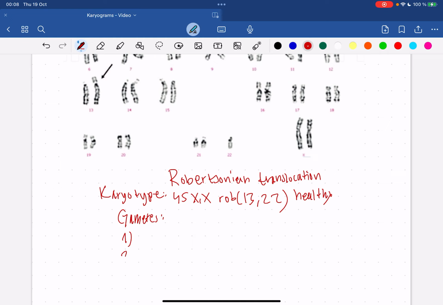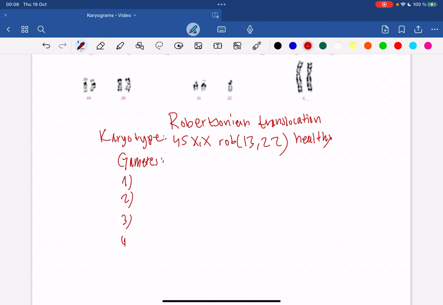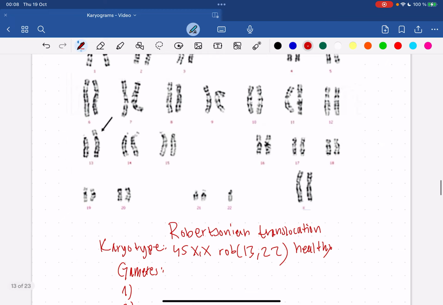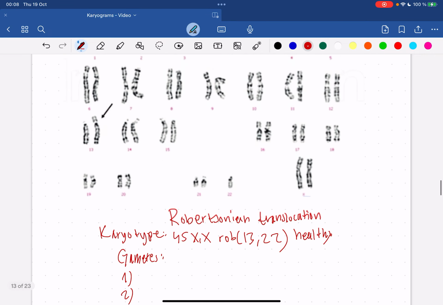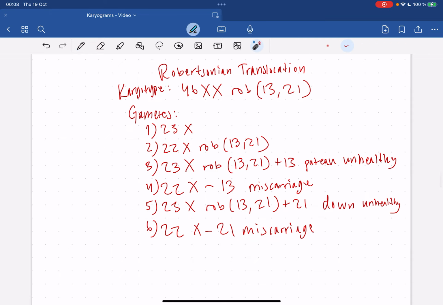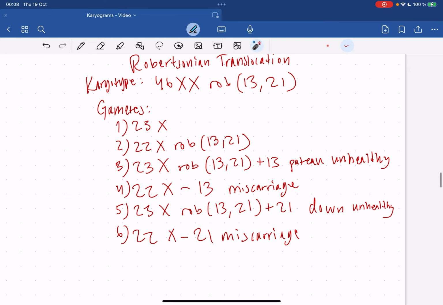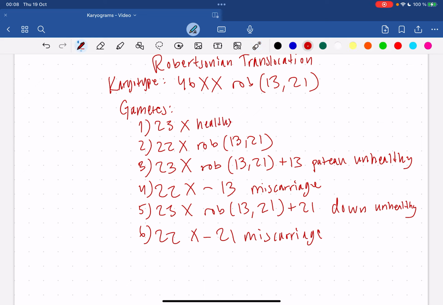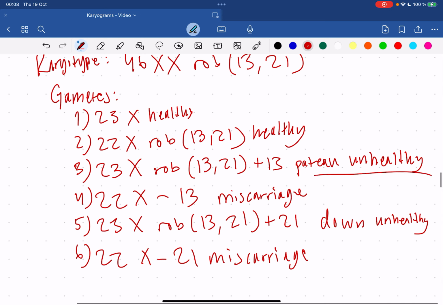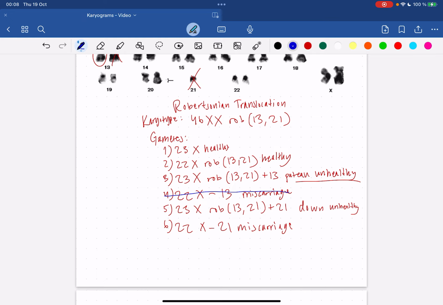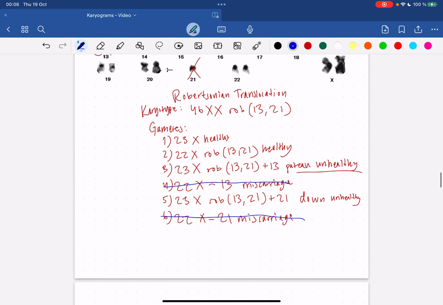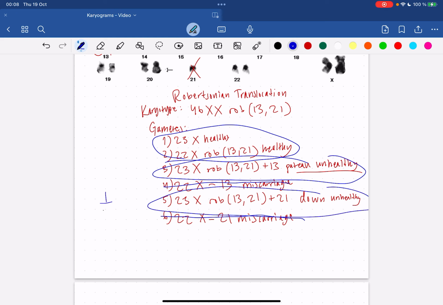Okay. Gametes. If you remember for Robertsonian, there's always 6 gametes. Oh, sorry, we didn't write the probability for healthy children up here. So probability for healthy children here, we know that this person will be healthy, and this person will be healthy because it has the Robertsonian and no extra 13 or 21 chromosome. That would be Patau, unhealthy. This would be miscarriage and miscarriage. So probability for healthy children, and we don't include miscarriages because those are not even viable for birth. It would be these 2 healthy, this Patau, and this Down. So that would be 1 out of 2 healthy.